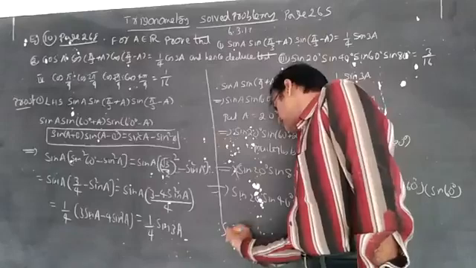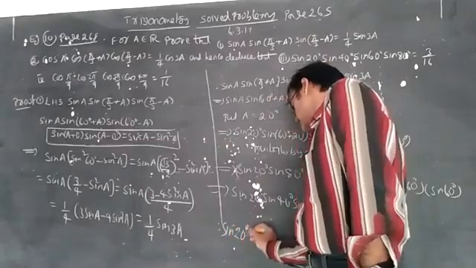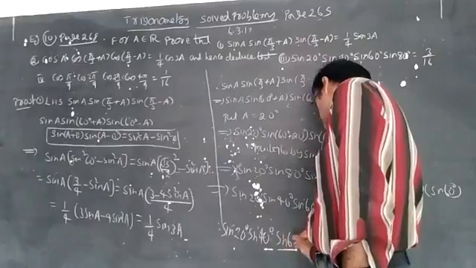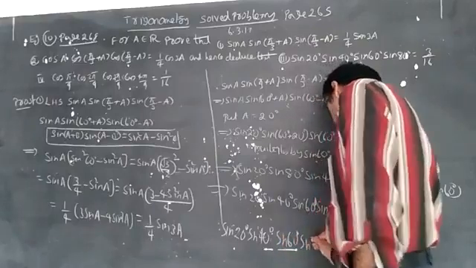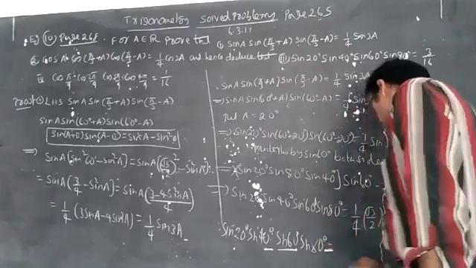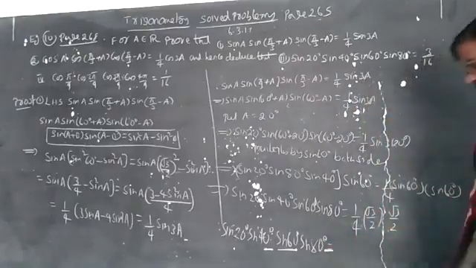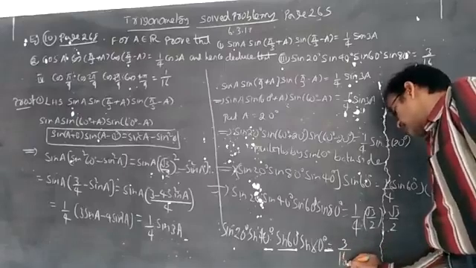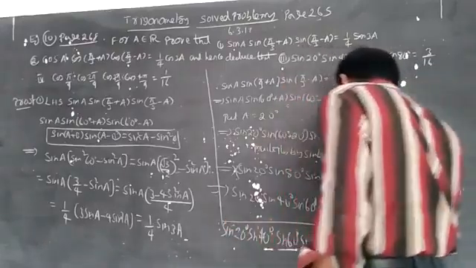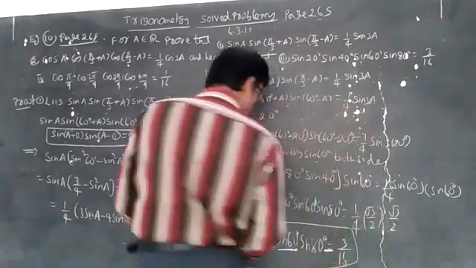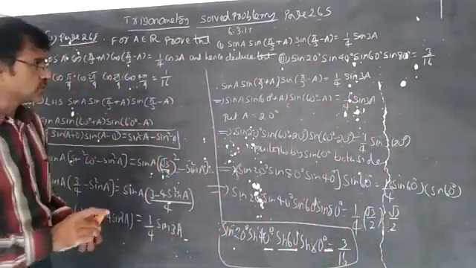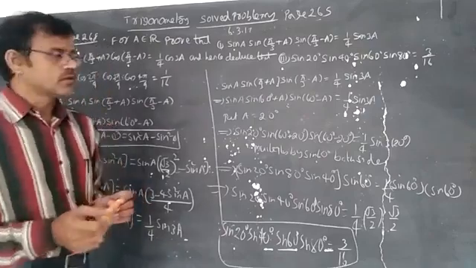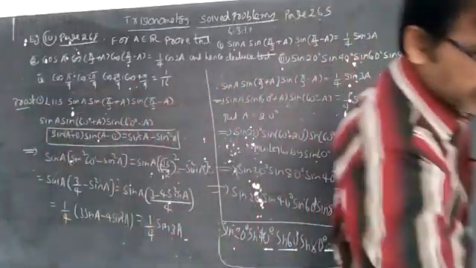Therefore, conclusion: sin 20 degrees into sin 40 degrees into sin 60 degrees into sin 80 degrees is equal to root 3 into root 3, which is 3, by 4 into 4, that is 3 by 16. Sin 20 into sin 40 into sin 60 into sin 80 is 3 by 16. This is a direct objective bit, and IMP 4 marks sum. Now let us discuss cos values.